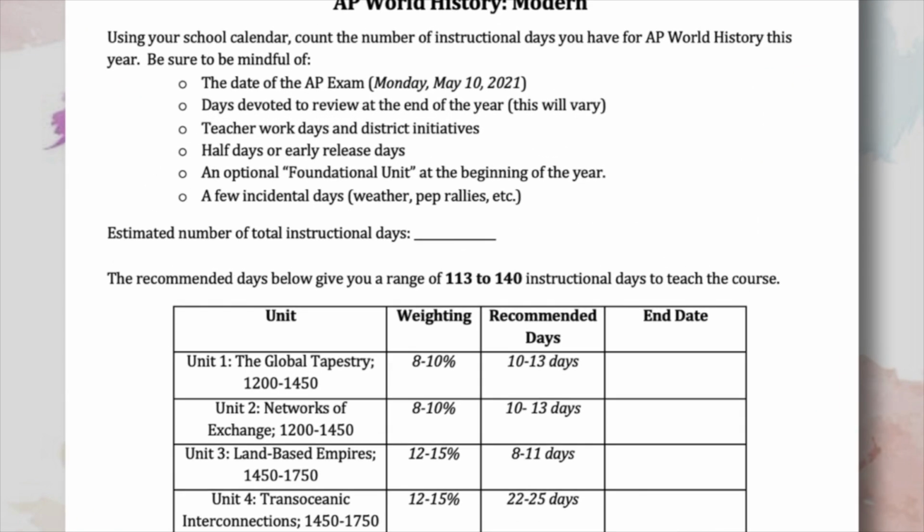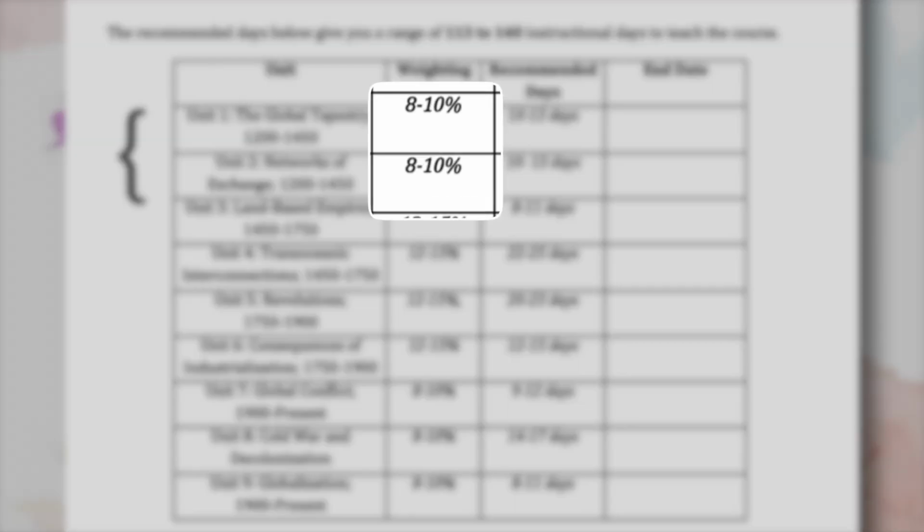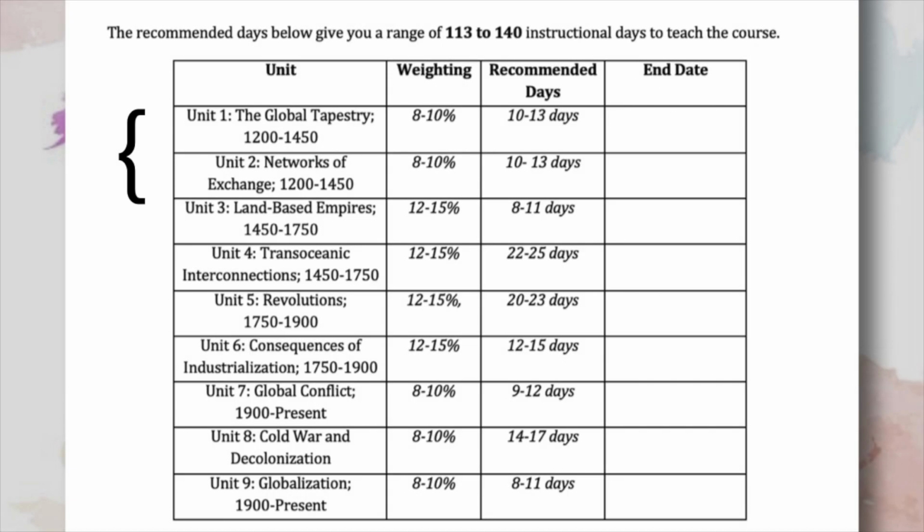Now, since I teach Units 1 and 2 together, I count the total weighting for Units 1 and 2, and I get 16 to 20% of my instructional days. So I do the math to figure out how many days that actually is, and I simply count forward on my calendar, and for me this year, it will be September 30th. So that's when I'll be done with Units 1 and 2. I'll do the same thing on my next unit, which will be a combination of Units 3 and 4, and mark that on the calendar.